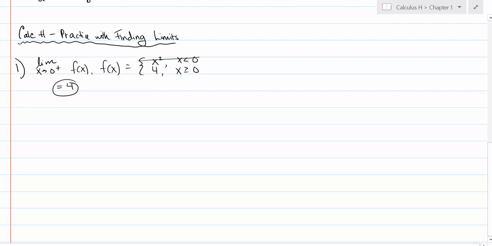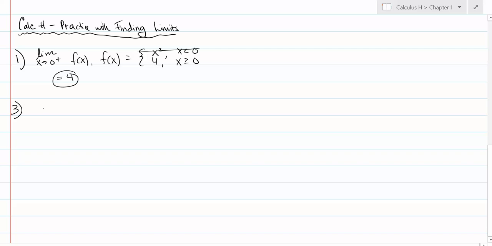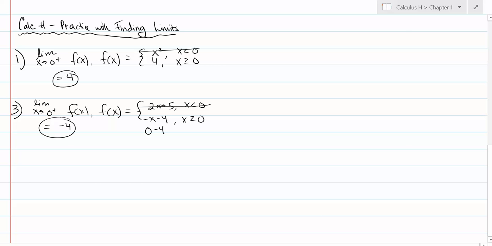Okay, number 3, just doing the odds right now. The limit as x approaches 0 from the right hand side again of f of x, and f of x equals 2x plus 5 when x is less than 0, so that'd be coming from the left hand side, and then negative x minus 4 when x is greater than or equal to 0. So again, we're just looking at the second function. We'll plug in 0 for x. Therefore, our limit would just equal negative 4.